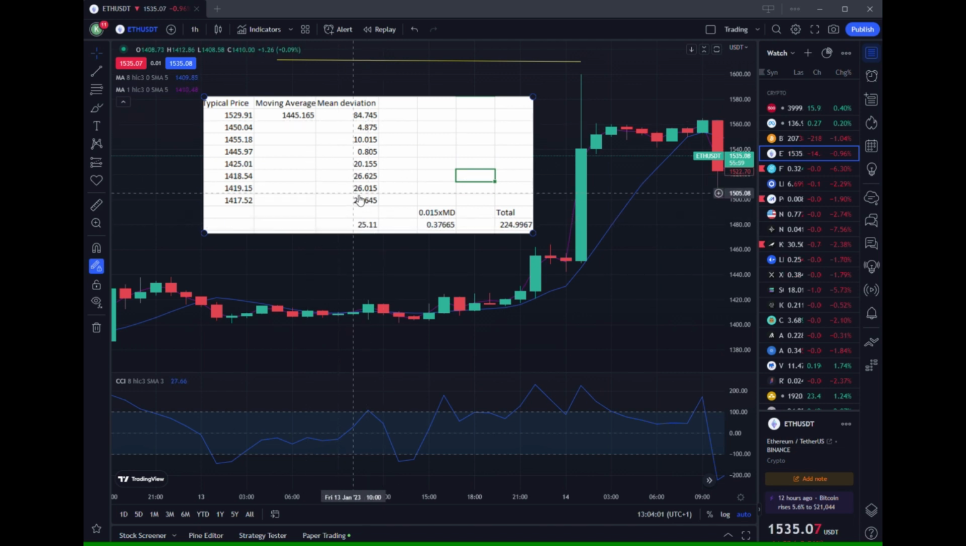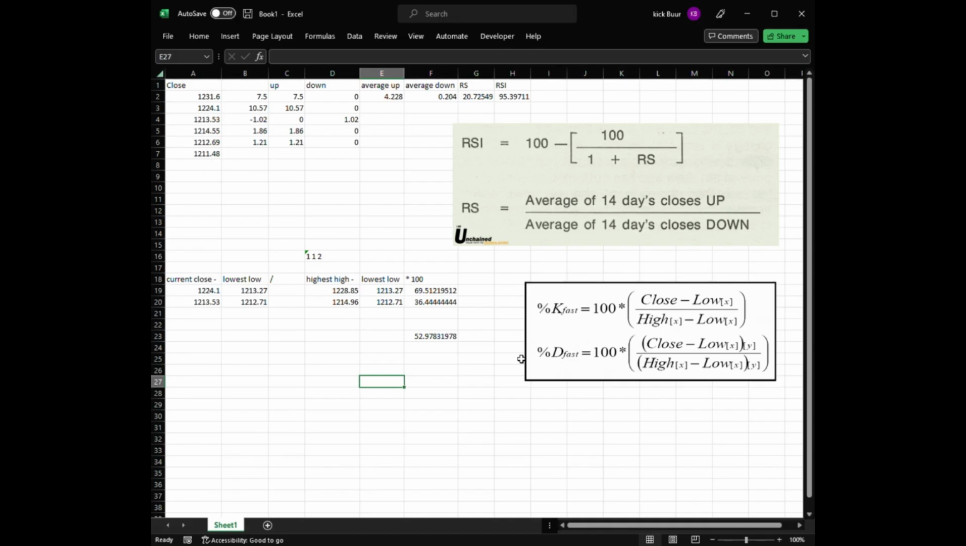Now you're left with 25.11, right? Because of the mean deviation. You times that by the 0.015, and you divide the mean deviation from this amount, and you will be left with 224.97. And if we look at the number, we can see 225. All right, so that's pretty good. It's not that difficult, but that's pretty much it.